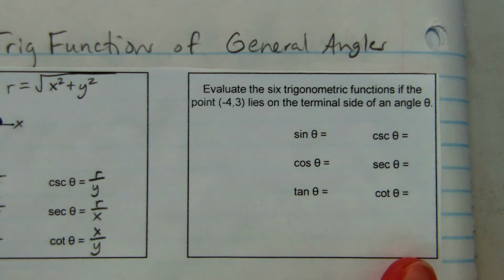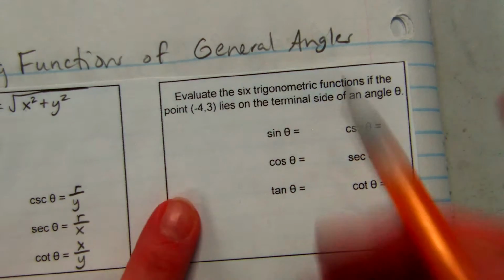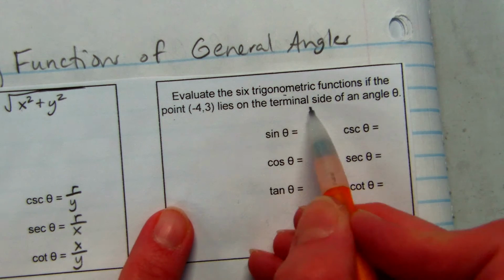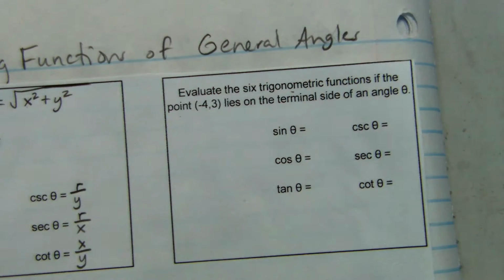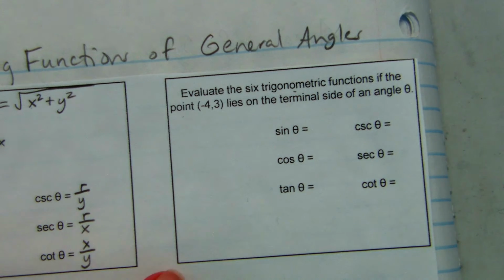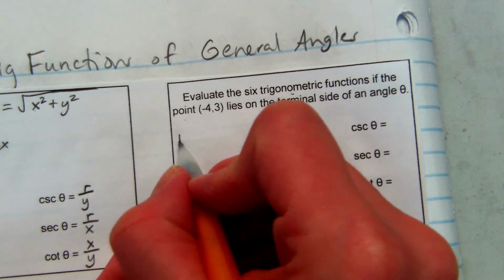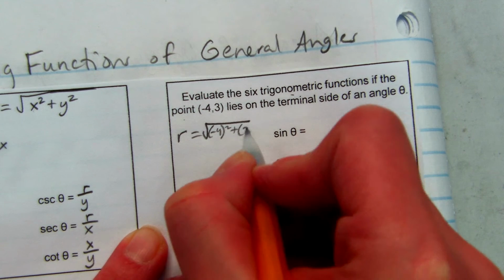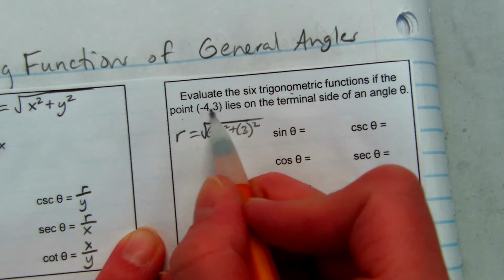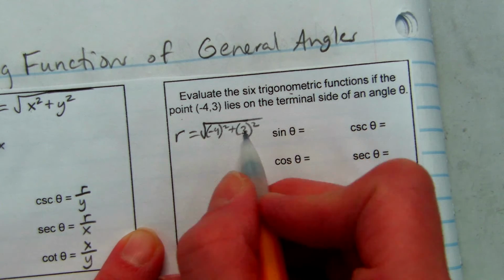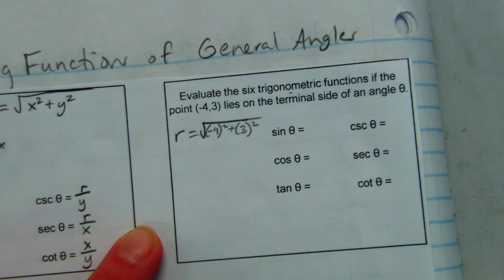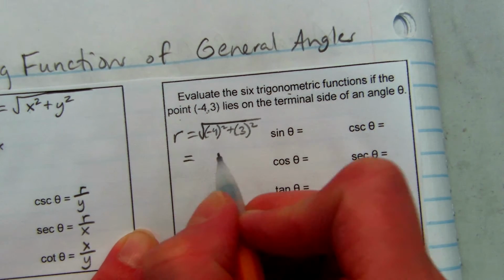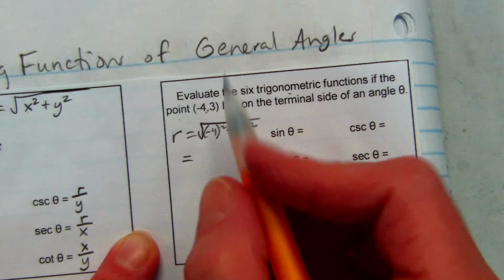So over here, I'm going to show you how this works. It says evaluate the 6 trigonometric functions if the point negative 4, 3 lies on the terminal side of angle theta. We don't have to draw the angle or do anything else. We do have to calculate r. So r is going to be the square root of negative 4 squared plus 3 squared. Those are the numbers out of the point. And this is going to give us the distance from the origin to the point negative 4, 3, which is the hypotenuse of that theoretical triangle we talked about.